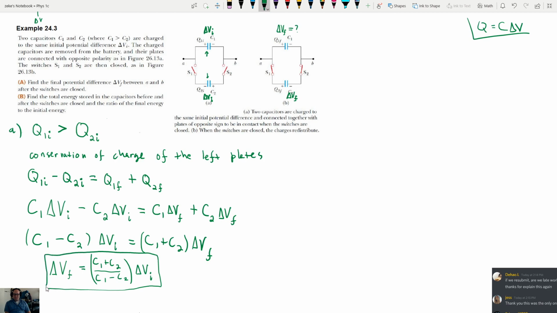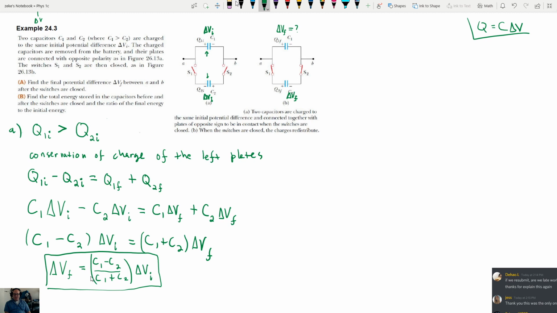Wouldn't you divide by C1 plus C2? Yeah, I guess I mixed them up, didn't I? Sorry about that. We're finding this one, so we divide by this term. Exactly. Thank you. There we go.